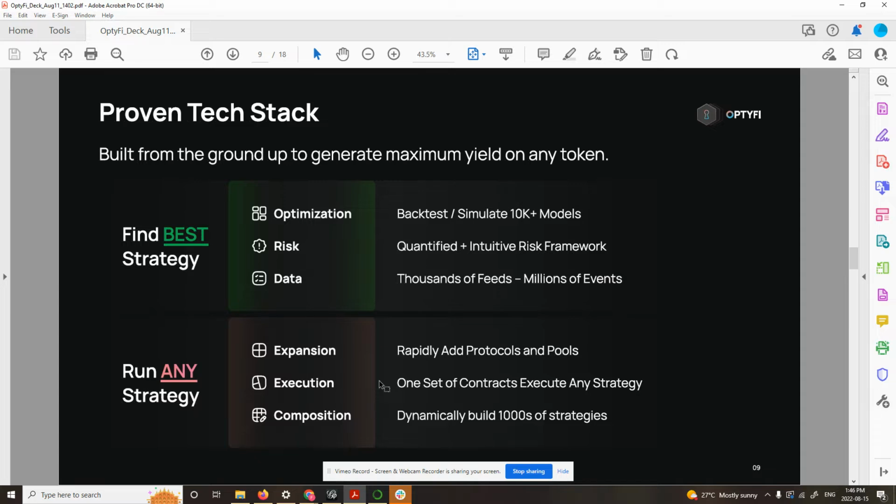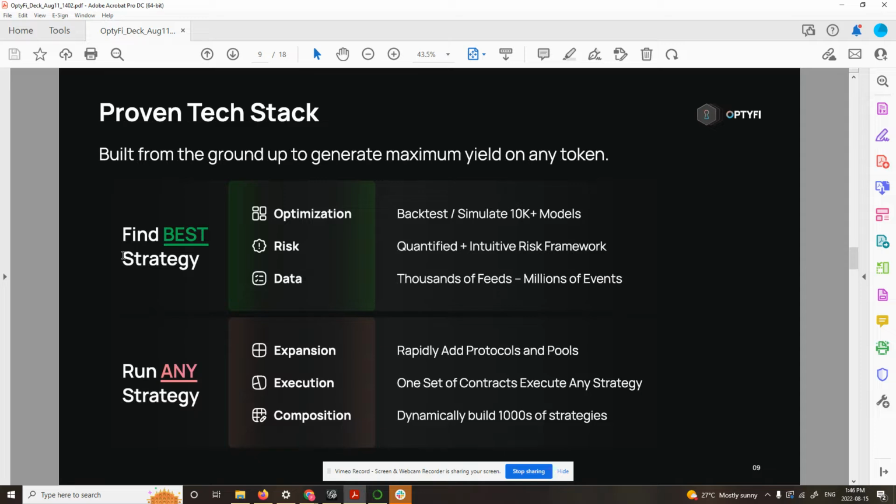So there are two different videos. We're going to divide it up. If you look at the tech stack, the OptyFi tech stack divides up neatly into two high-level areas. The first one is we have to have the ability to run any strategy in DeFi, and that's what we're going to talk about in this video. In the next video, we're going to talk about identifying the best strategy to run.